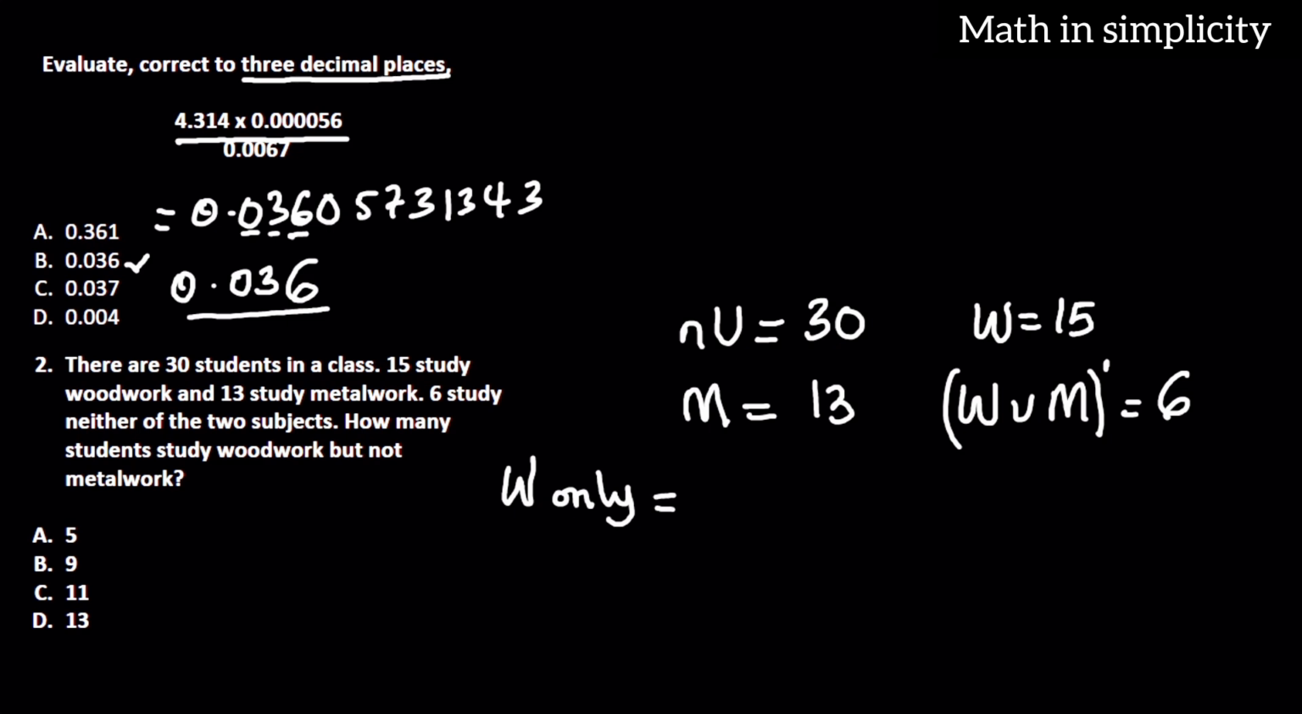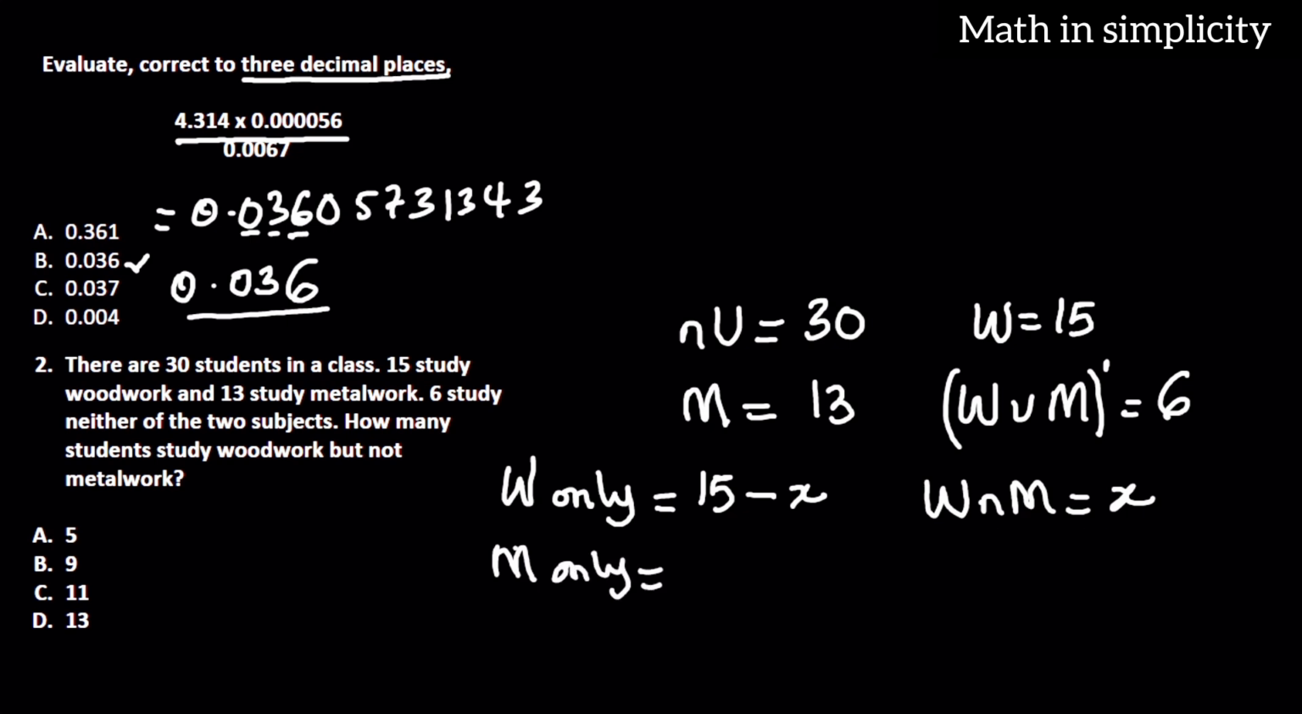In order for us to get this, since some students study woodwork and metalwork, you get the flow now. Since they're asking us how many students study woodwork but not metalwork, it means some students study both woodwork and metalwork. So those students should be W intersection M, woodwork and metalwork. Let's call it X number of students because we don't know. So if woodwork intersection metalwork is X, that means woodwork only would be the 15 that we are given, subtracted by the number of people that are doing both woodwork and metalwork, which is X. Alright? And the same case for metalwork only.